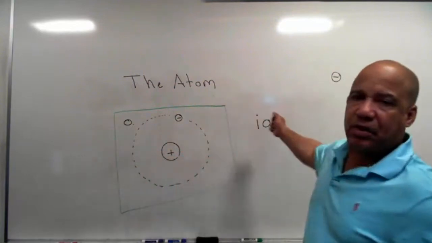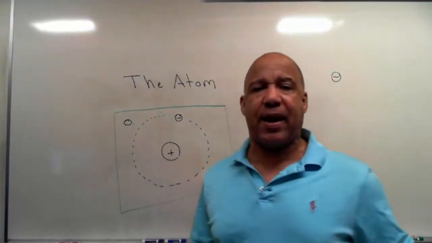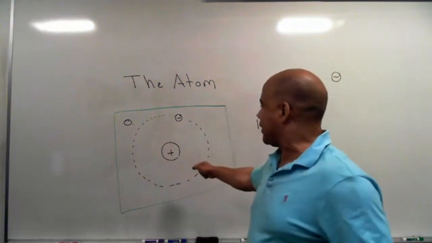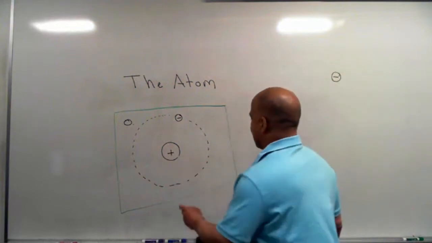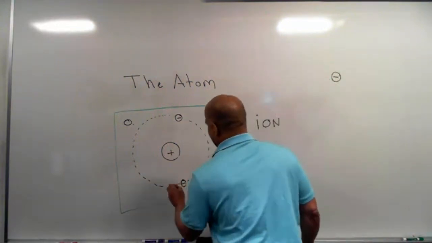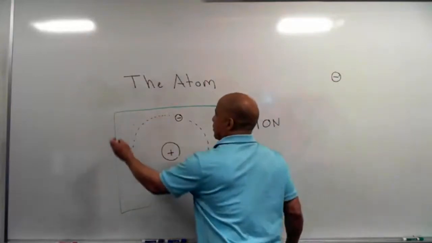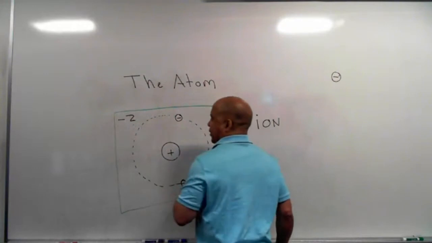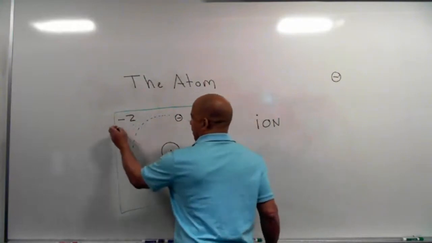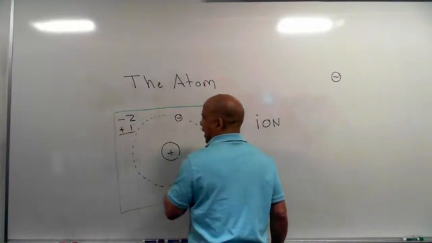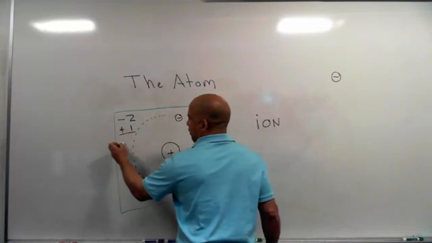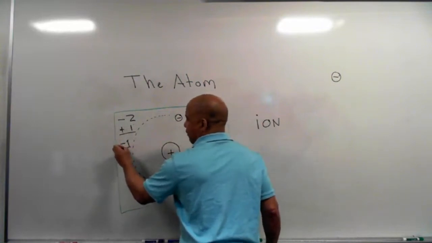And let's say I get another electron from another atom nearby, and I somehow force this atom to take on a second electron. So here's my second electron. I now have 2 minus charges in the box, and I have 1 plus charge in the box. So now I have a net charge of -1.